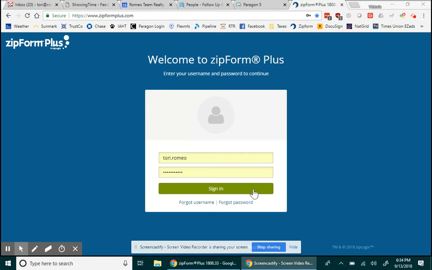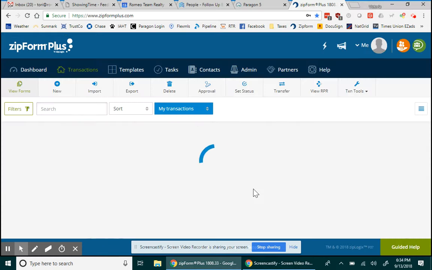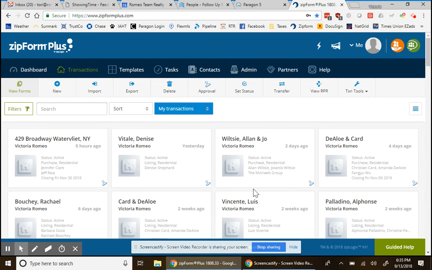We can go over another time. Just ask me individually how to import all of your old transactions if you are coming from another company. So it's all within your ZipformPlus account and you don't need to worry about losing anything. Okay, so we're going to sign in.